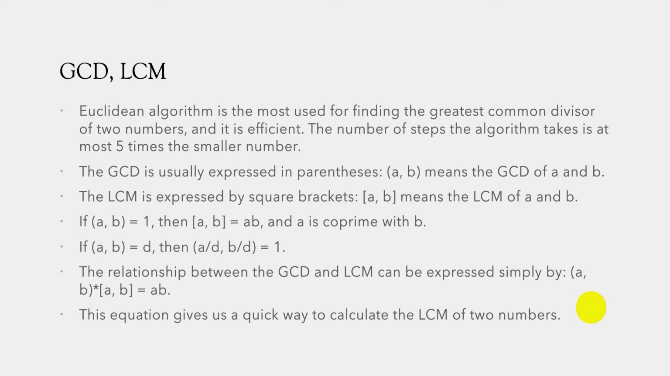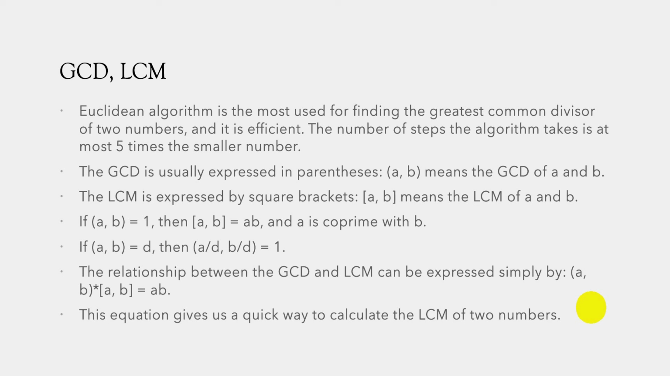The second rule is that if a and b's greatest common divisor is d, then a divided by d and b divided by d has a greatest common divisor of 1. So if a and b have a greatest common divisor of d, then when we divide a by d and b by d, we take out all of the d parts of it. So their greatest common divisor has to be 1.